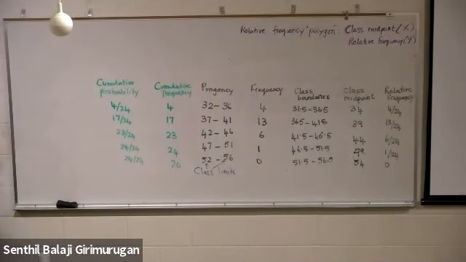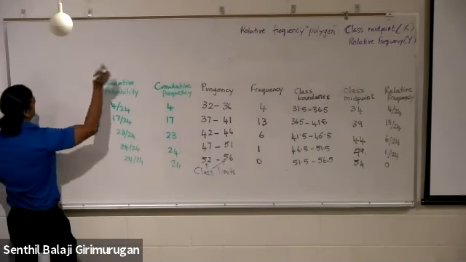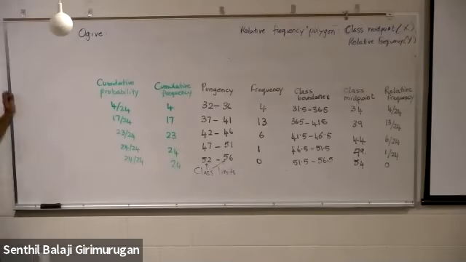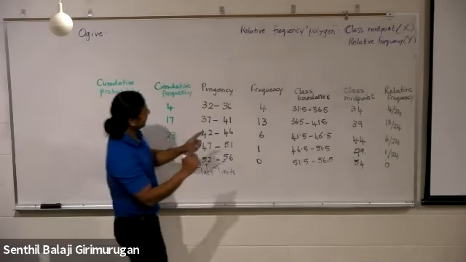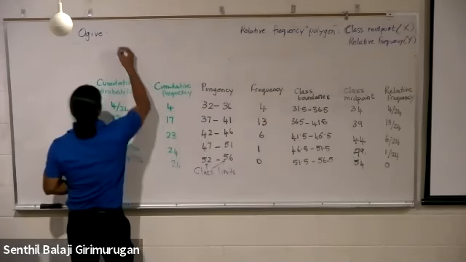If it is a cumulative frequency distribution or cumulative distribution function, the empirical CDF or ogive, one of those, then what is the x-axis? The upper endpoint, the upper class boundary. And the y-axis is the cumulative probability.